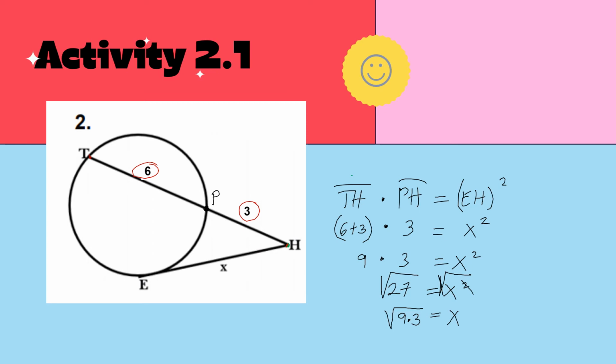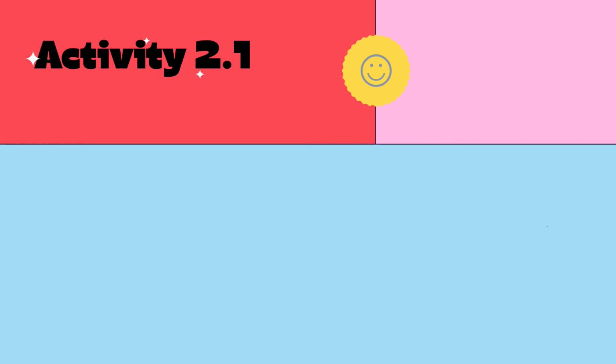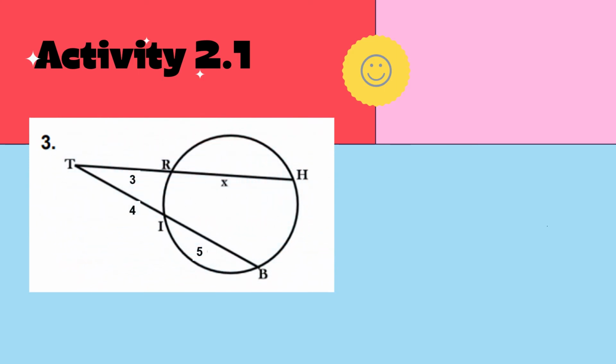And merong square root si 9. The square root of 9 is 3. So, ilalabas natin yun sa radical sign dahil may square root yung 9 na yan. Pero yung isa pang 3 dyan na natira will remain inside the radical sign. There. Therefore, final answer is x is 3 square root of 3. Next, number 3. Number 3, 2 secants intersecting on a point outside the circle.